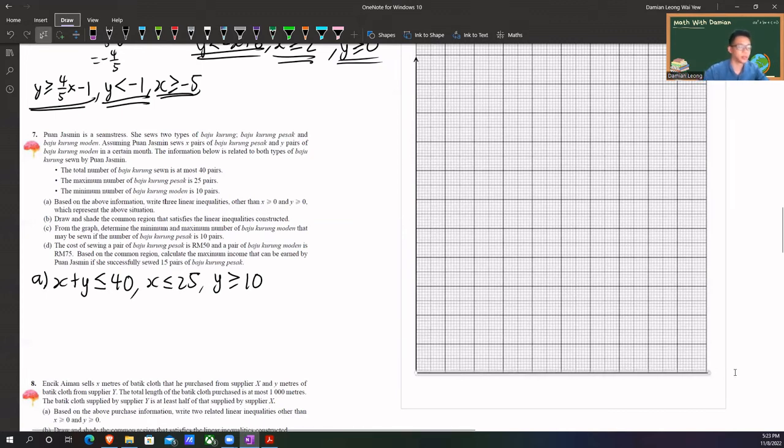Okay, so say I draw here, so definitely it will not be less than 0 lah. X and Y will never be less than 0, because it's the number of baju kurung sewn. You can't sew a negative number of it. That doesn't make sense. Yeah, you can unsew it. So label the x and y axis.